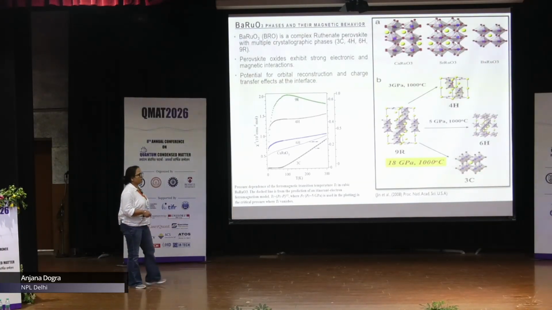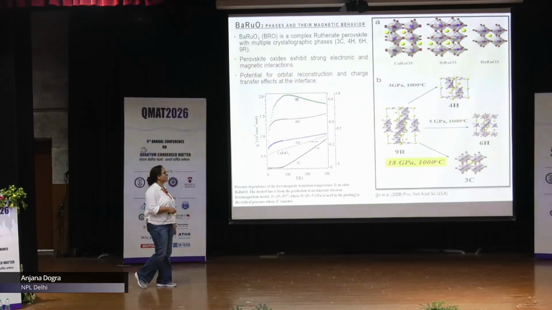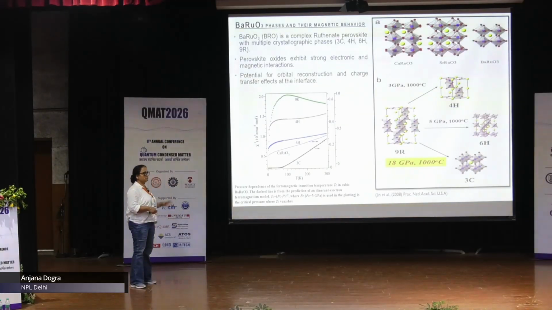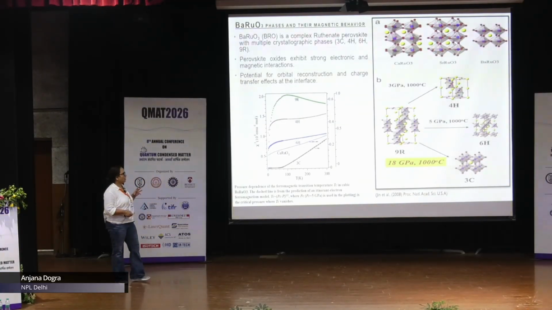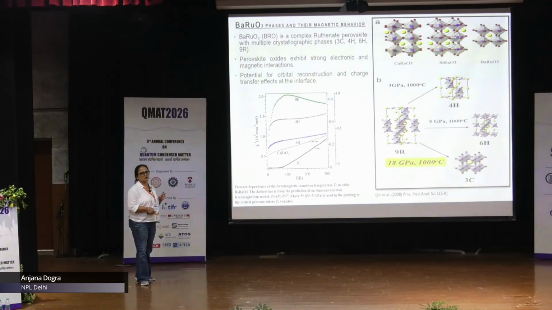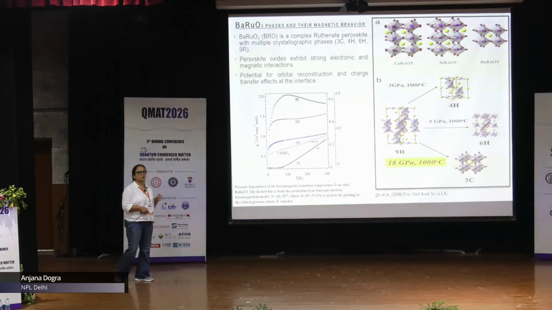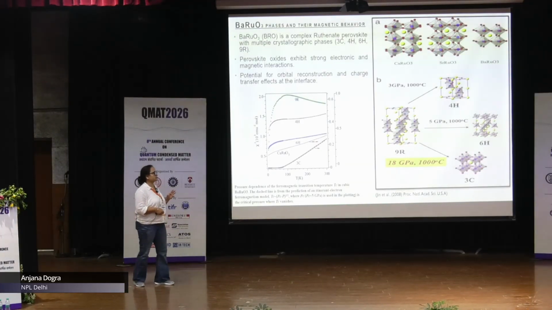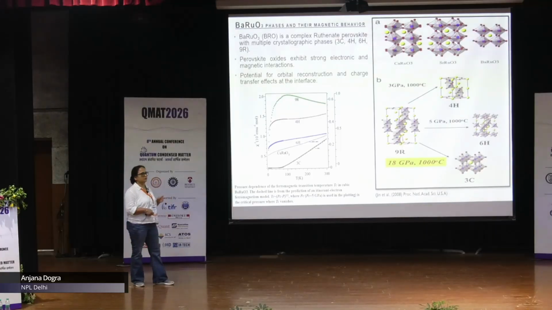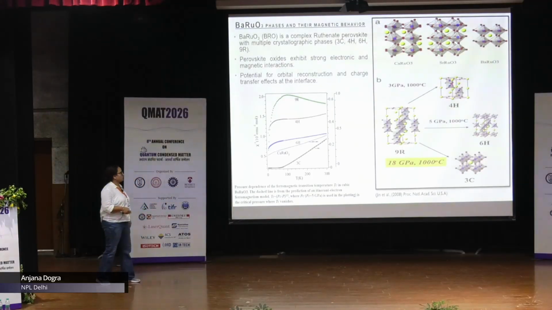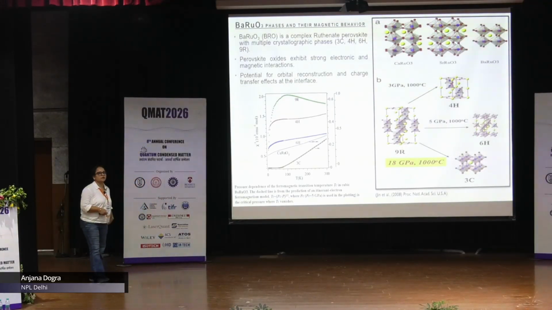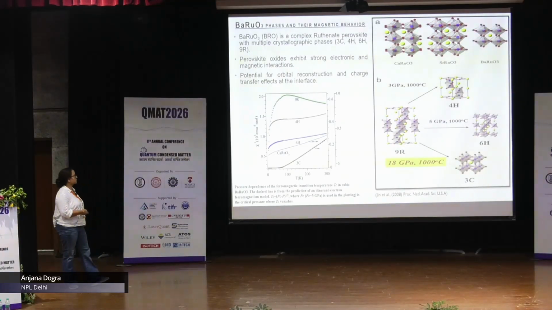So, how is it being generated? Basically, in bulk, what people have done is create pressure in the range of 18 gigapascal at a temperature of about 1000 degrees Celsius. With these particular parameters, the structure moved from 9R to 3C. Now our interest is whether we are able to create such pressure with some other technique and get the 3C phase in these BaRuO3 structures.